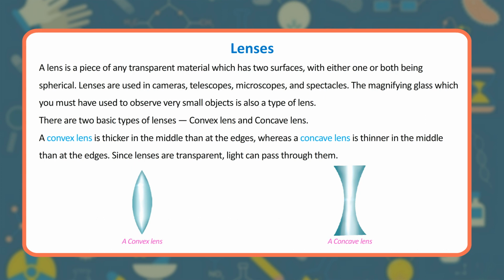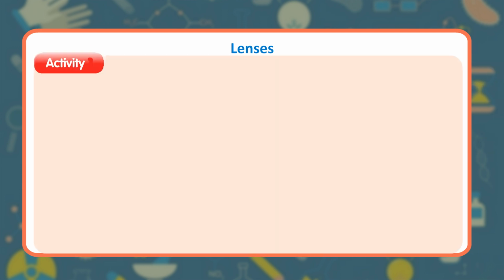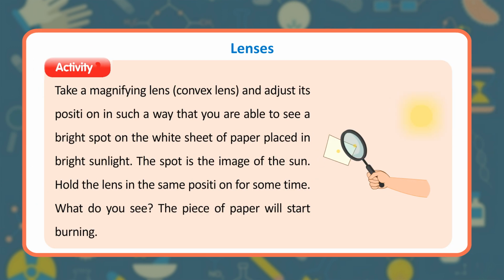A convex lens is thicker in the middle than at the edges, whereas a concave lens is thinner in the middle than at the edges. Since lenses are transparent, light can pass through them. A convex lens. A concave lens. Activity. Take a magnifying lens, convex lens, and adjust its position in such a way that you are able to see a bright spot on the white sheet of paper placed in bright sunlight. The spot is the image of the sun.